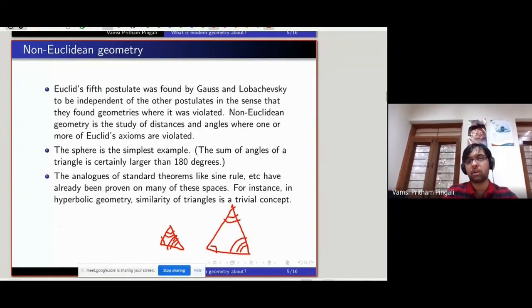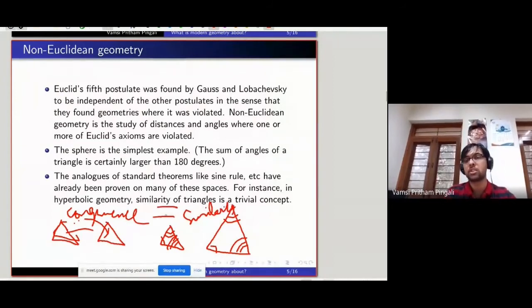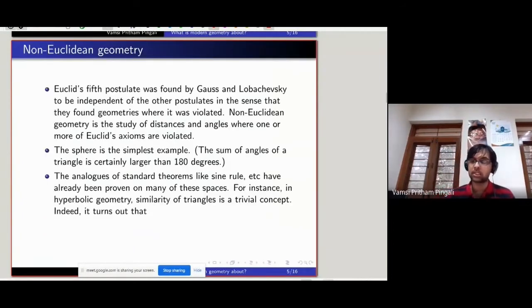Whereas you also have a concept of congruence, that is, they're basically the same triangle. You can superimpose one on the other. So this is congruence and this is similarity. In hyperbolic geometry, these two notions coincide. In other words, two triangles are similar if and only if they're congruent. So the way that it works is as follows, roughly speaking. You can look at the reference I stated if you want to do these things in more detail.